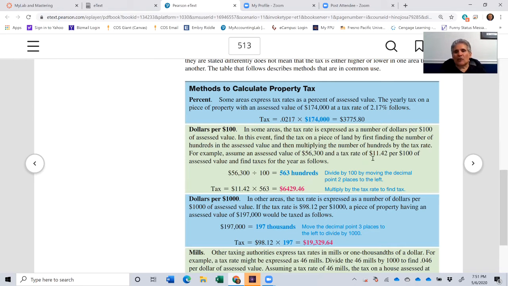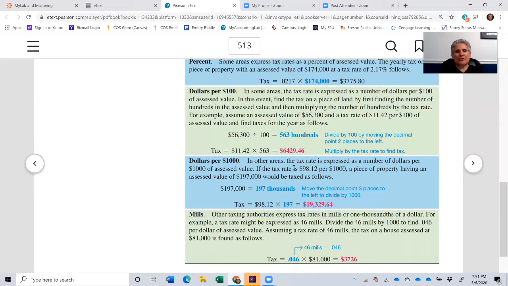Now we take it's $11.42 per 100. Well, $11.42 multiplied by the 563 gives us $6,429.46.